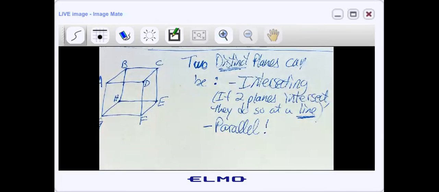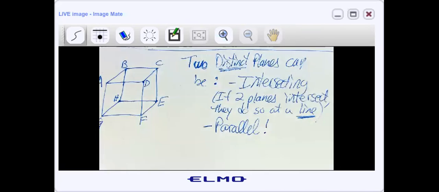Now, lines have 3 options. They can be intersecting, parallel, or skew. Do planes work the same way? That's a great question. And the answer is no. There is no such thing as skew planes. I know what you're thinking. Well, why not? Why couldn't you have them? So I'm going to do my best to show you an example. Let me get some of my Post-it notes here.